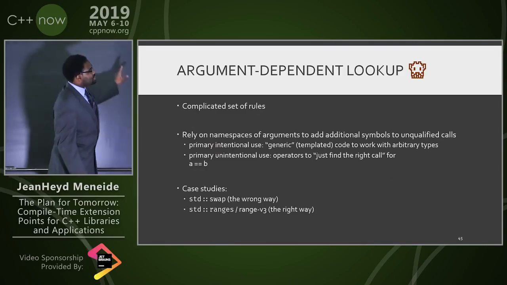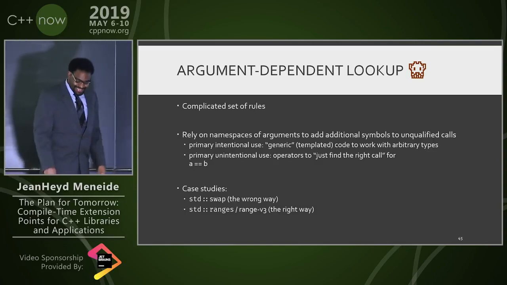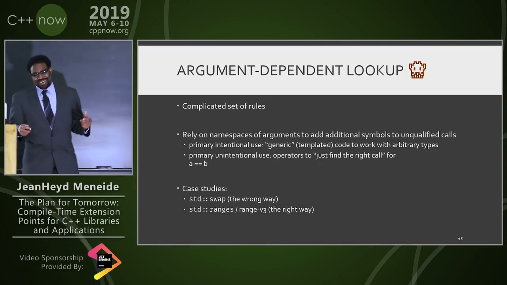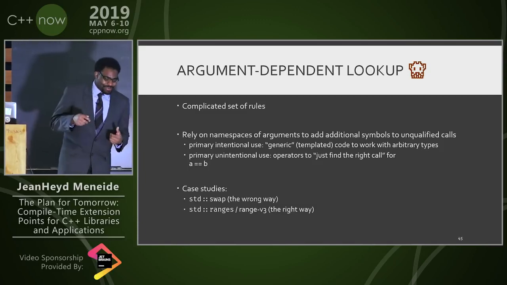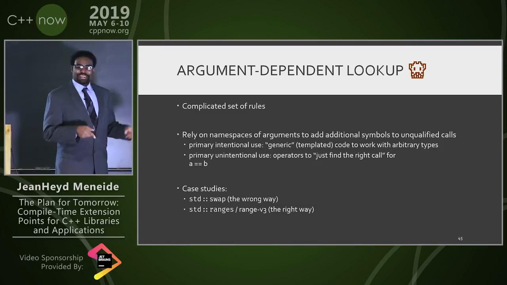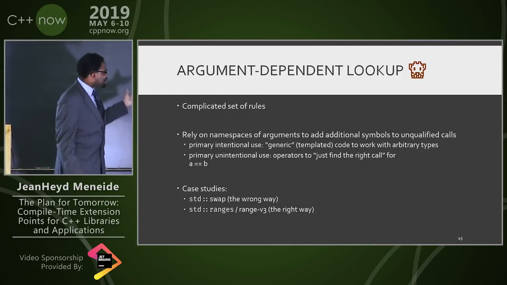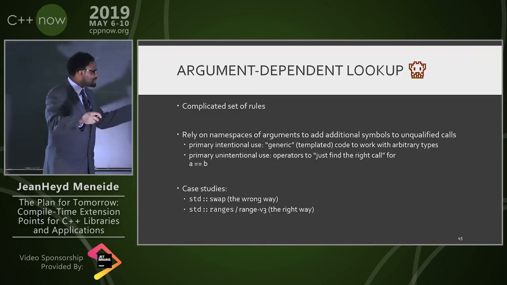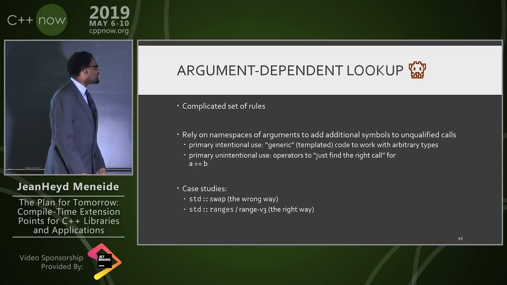So now we're going to get into the real beast. We're going to talk about argument-dependent lookup. Argument-dependent lookup is really complicated, super complicated. I could probably fill a couple slides with just the rules. I believe it's the biggest lookup system in the standard.